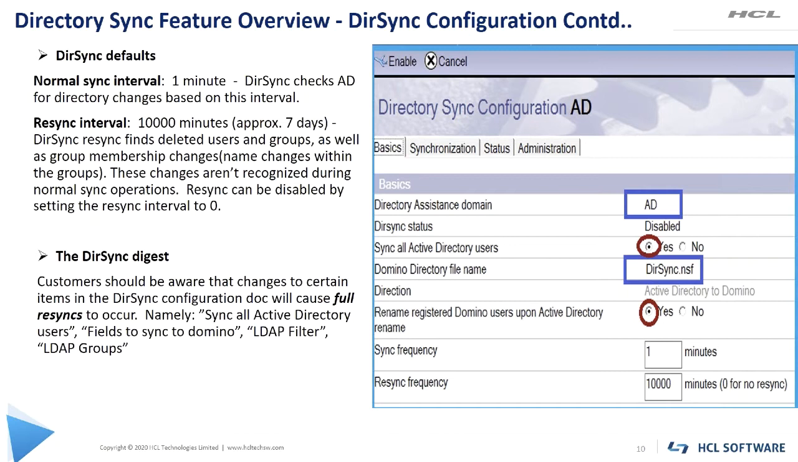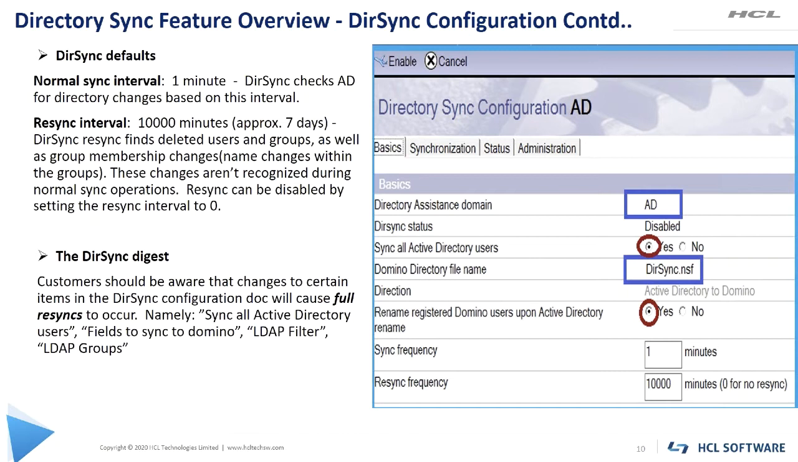The next option is sync all Active Directory users. Here you should be aware of the difference of each selection. The selections are yes and no. Select yes to sync Active Directory users regardless if they are registered in Domino directory, and select no, which is the default option, to sync only Active Directory users who are registered in Domino directory.